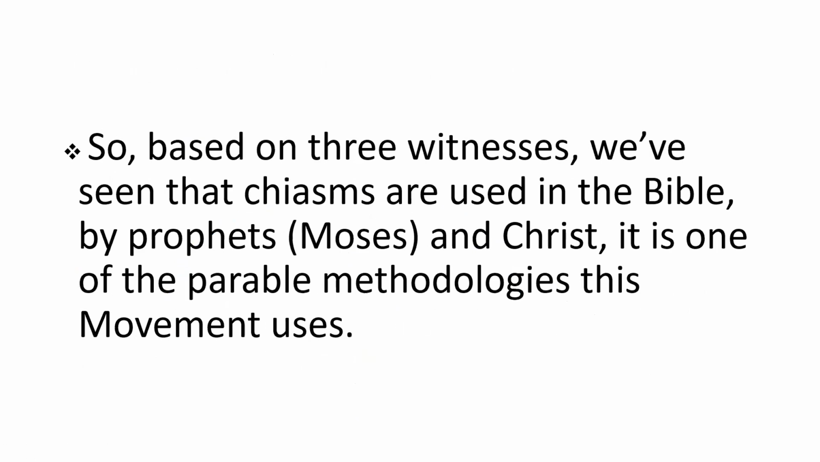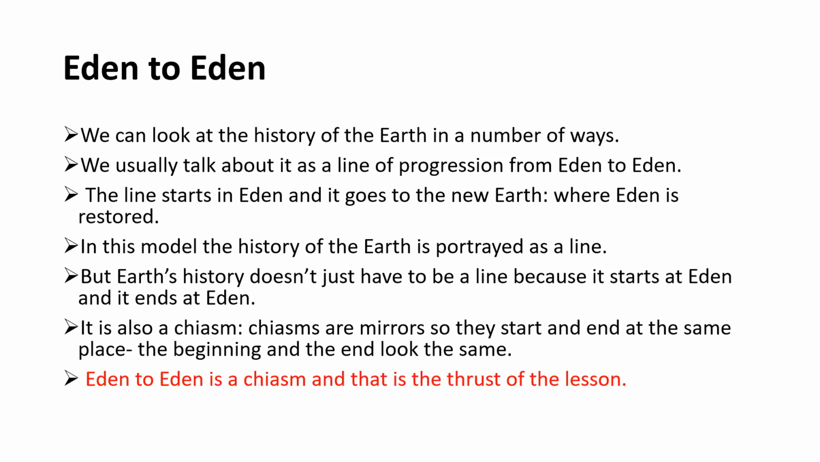So based on these three witnesses, we've seen that the Bible is full of chiasms. Whether you are in the Old Testament or the New Testament, you can see that chiasms are always used. And chiasms are one of the aspects of parable methodology that we use as a movement. So now we want to look at the history of the earth from Eden to Eden, and we are going to see how God has used chiastic structures to explain the history of the world, to explain how things that have happened in the past are going to be mirrored in the last days of the earth's history.